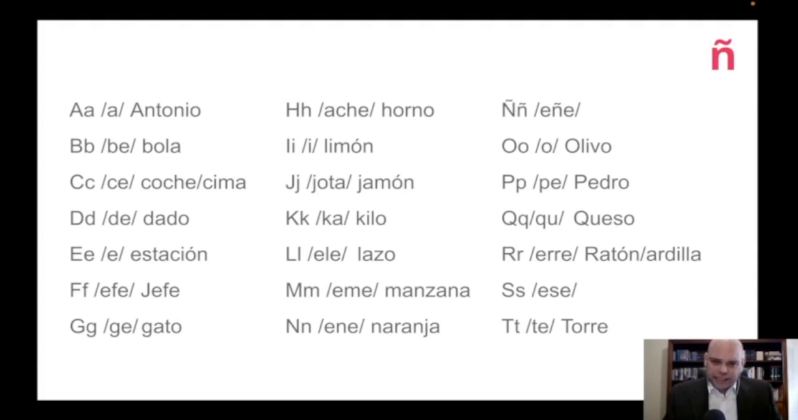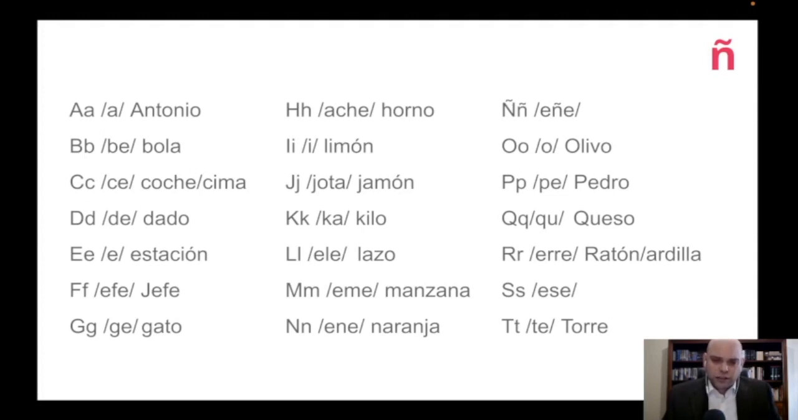Then the next one is la letra H. Normally this letter is mute, so we don't pronounce it in most cases. We will learn about the exceptions in another video. But here is an example: horno. Then the next one is the letter I. La letra I. For example, in the word limón. Lemon. Yeah.